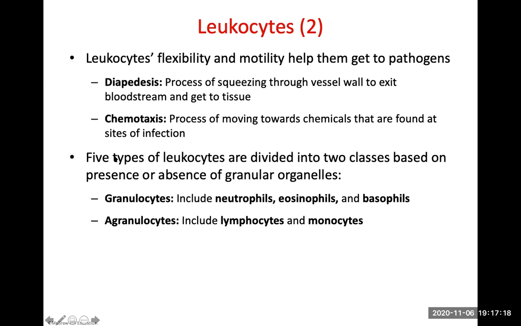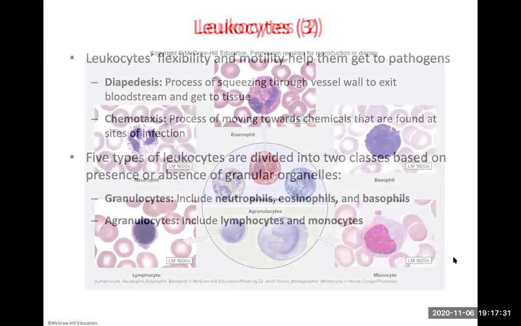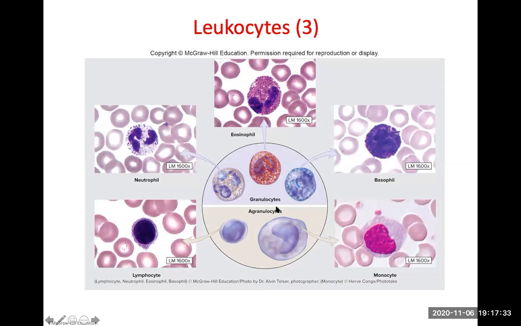You have 5 types of leukocytes that we divide into 2 groups. We call them granulocytes or agranulocytes. You have 3 types of granulocytes that we'll go over and 2 types of agranulocytes. So these are the 5 different types of leukocytes. Here are the 3 types of granulocytes. They have granules within them, these darker staining specks. And then here are the agranulocytes.